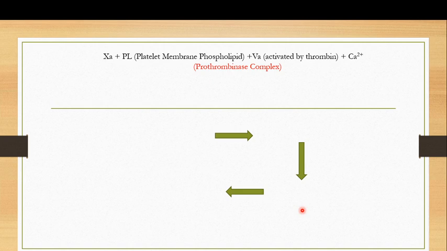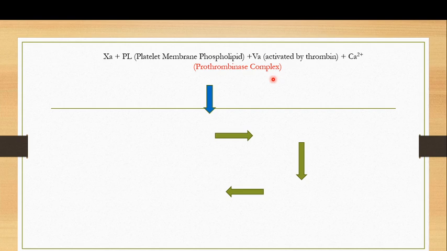Now when factor 10A gets activated, it combines with other things. Factor 10A is going to combine with the platelet membrane phospholipid. This PL refers to the platelet membrane phospholipid. It is going to combine with factor 5A, which, as you can see over here, is in the activated form, and this factor 5 is activated by thrombin, which is also known as factor 2. So factor 10A plus the phospholipid plus the activated factor 5 and the calcium, when they combine with each other, make a complex known as the prothrombinase complex.